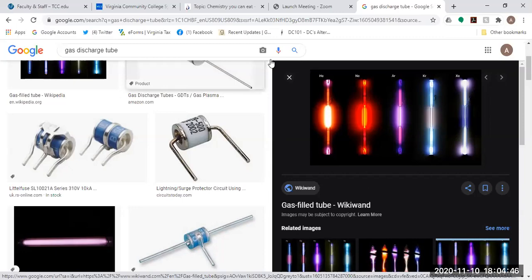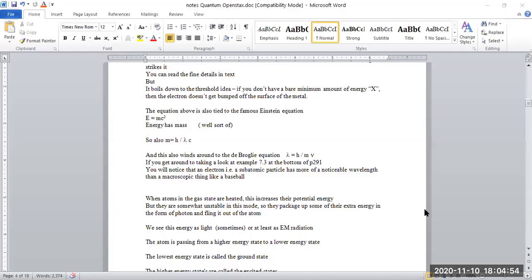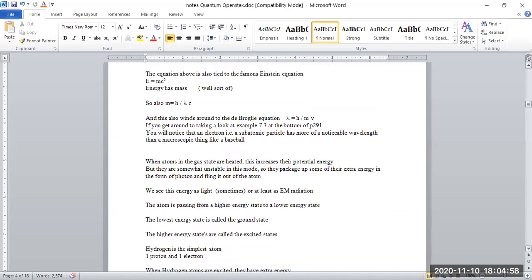So gas discharge tubes are based upon the idea that if you pass electricity through a gas sample, you get energy input. You are increasing the potential energy of the photons.